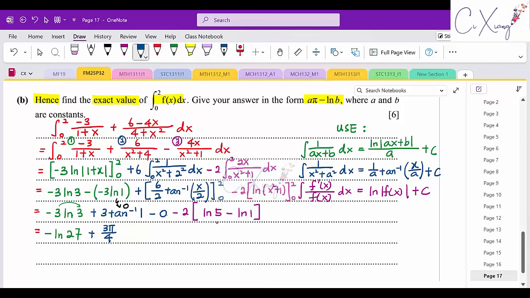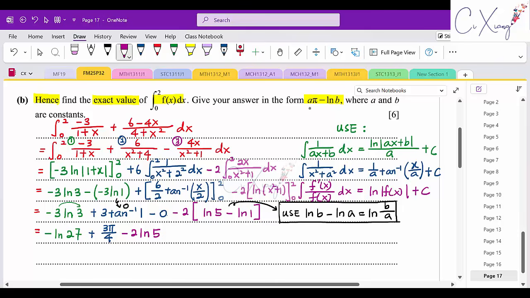Then let's have a look at this one. Negative 2 multiplied with ln 5 minus ln 1. For this particular part, I want to use the idea where ln b minus ln a is equal to ln b over a. Now you're having ln 5 minus ln 1. So what will you get? You'll get ln 5 over 1, which is still ln 5. Ln 5 multiplied with a 2, so you're having negative 2 ln 5.